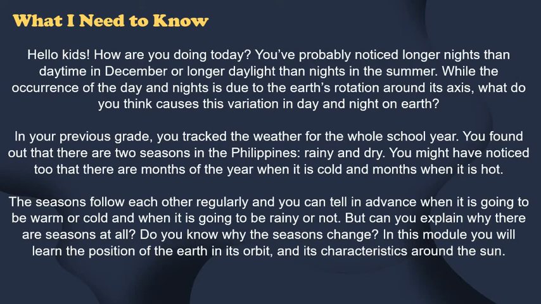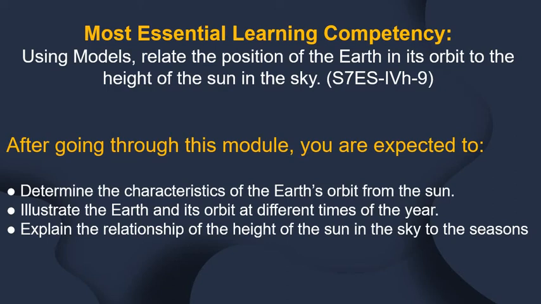In this module, you will learn the position of Earth in its orbit and its characteristics around the Sun. The most essential learning competency for Module 7 of Science 7, Quarter 4: using models, relate the position of Earth in its orbit to the height of the Sun in the sky. After going through this module, you are expected to determine the characteristics of the Earth's orbit around the Sun, illustrate the Earth and its orbit at different times of the year, and explain the relationship of the height of the Sun in the sky to the seasons. Let's move.